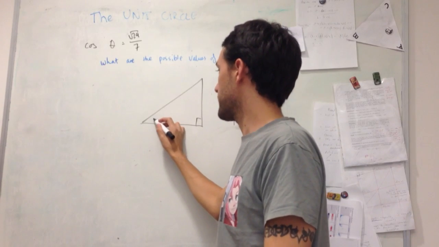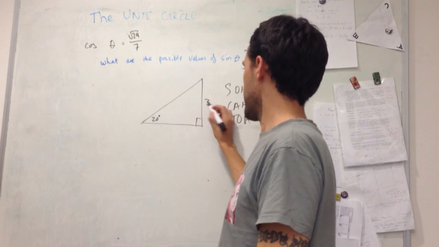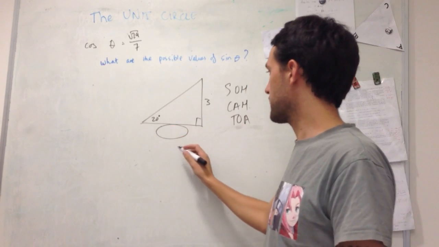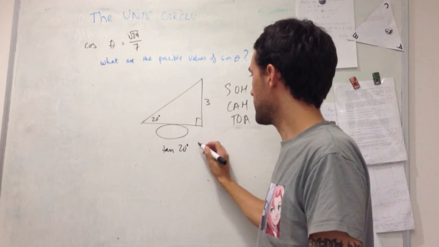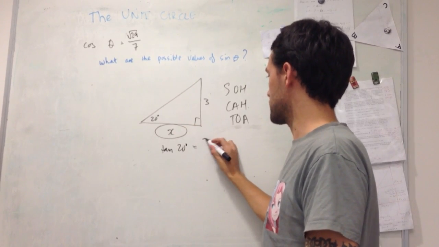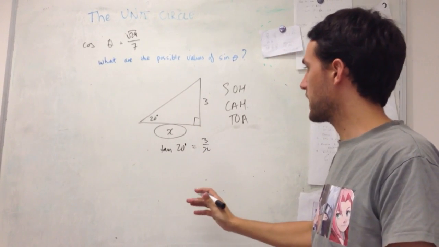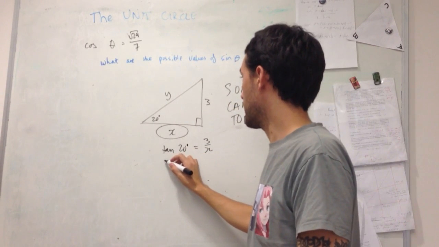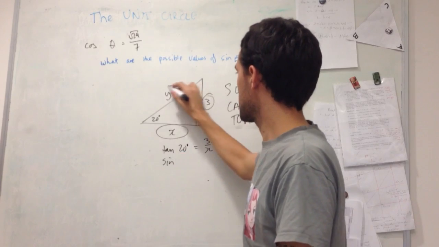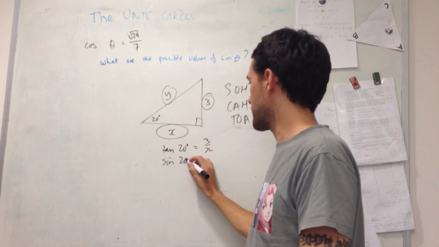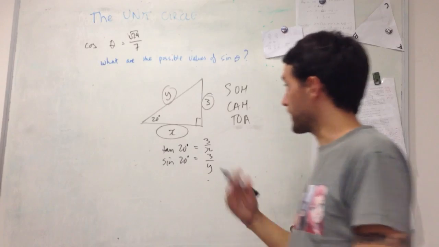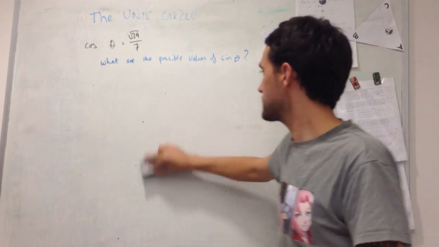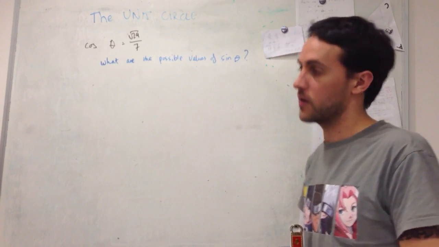So if I have some kind of situation like this, then I can work out this side here by saying that tan of 20 degrees, call this x, must be equal to 3 on x, and then solving for x. Or I could work out this side here, y, by saying that sine, since I'm now dealing with these two, sine of 20 degrees must be equal to 3 on y, etc. So I think those things are okay. But this is a little bit more complex.